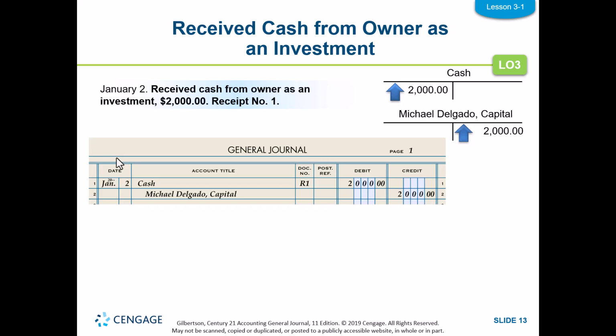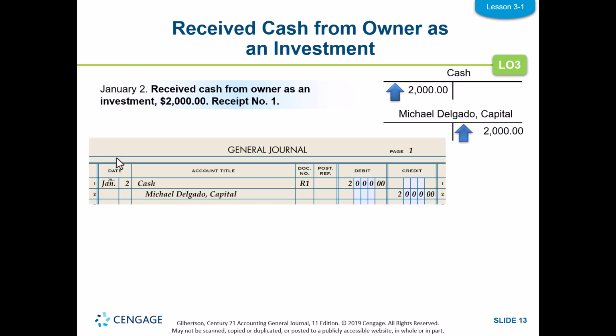That way, if we need to go back and reference that, we know we can go back to our receipt book and look at the first receipt stub. And then $2,000 is debited. And then for our credit, it's going to be Michael Delgado's capital account for that same amount, okay?